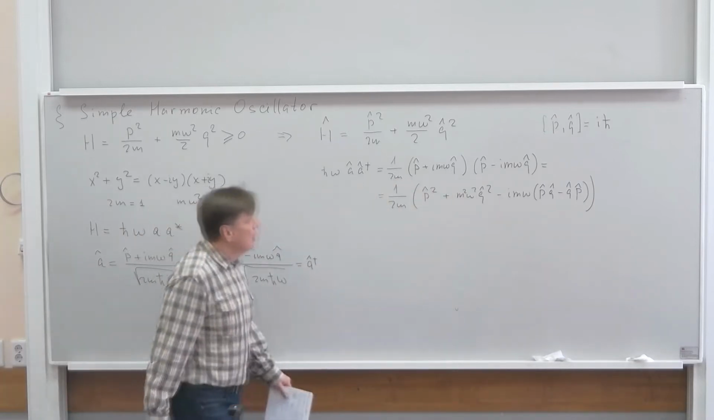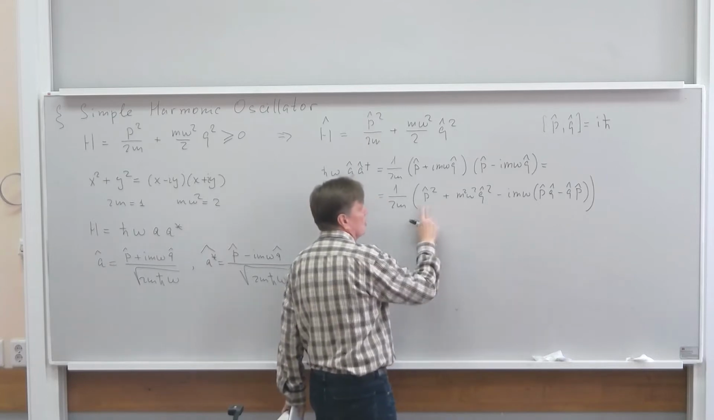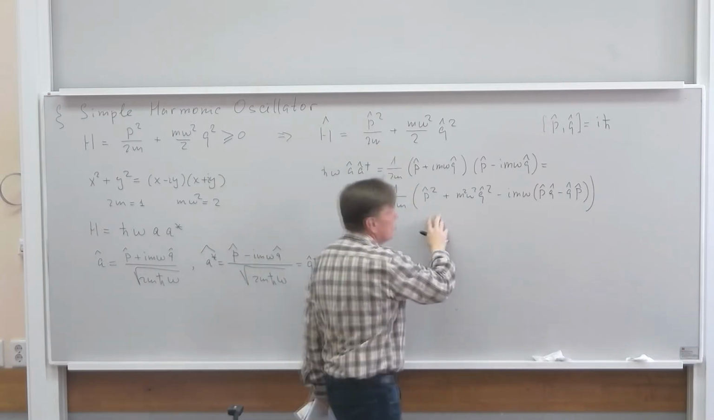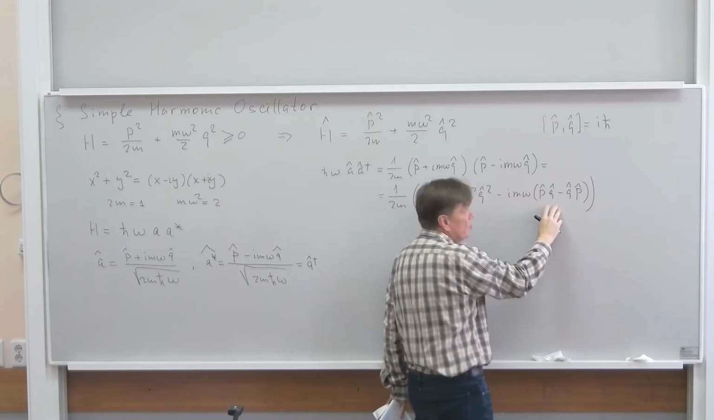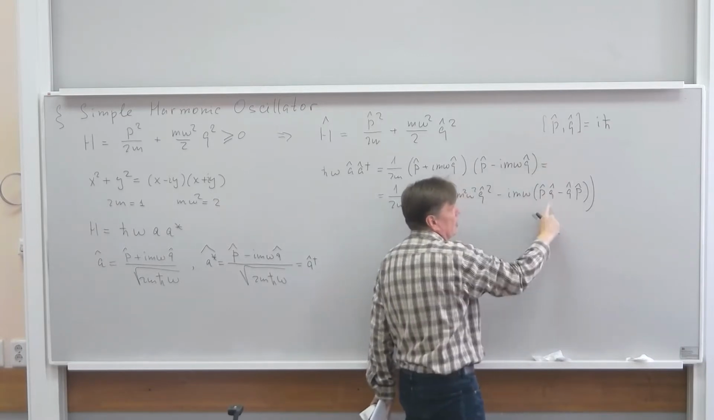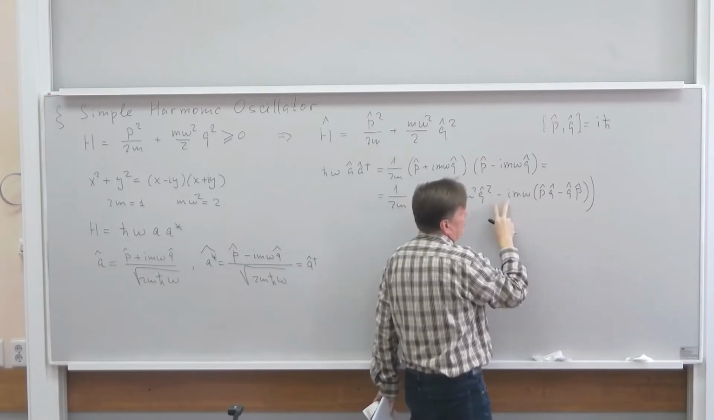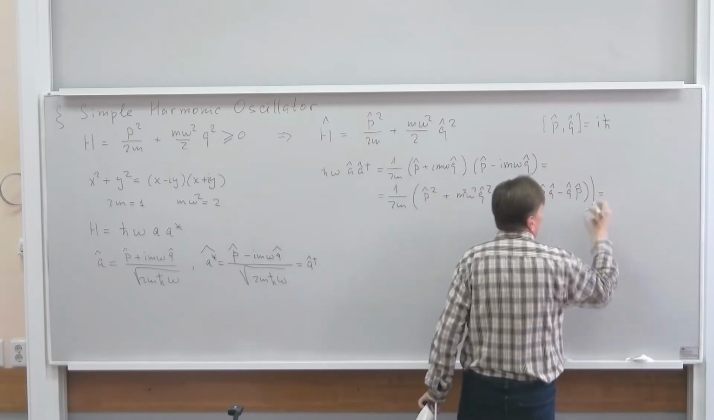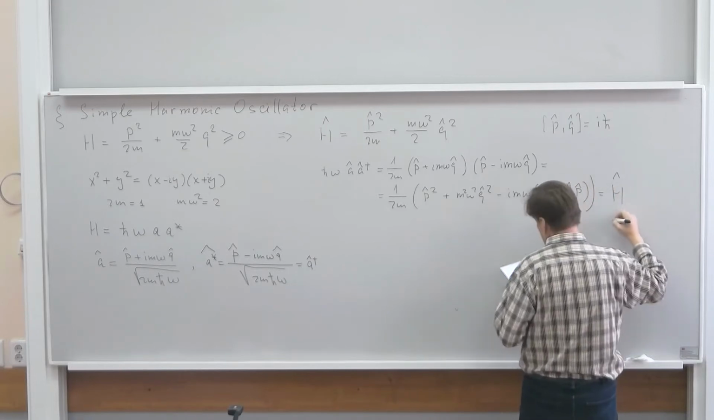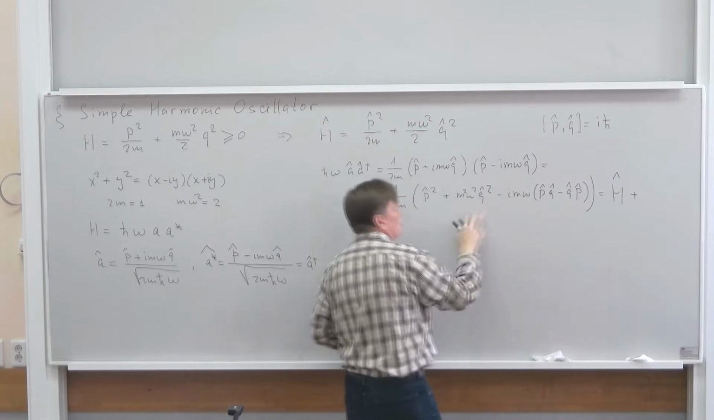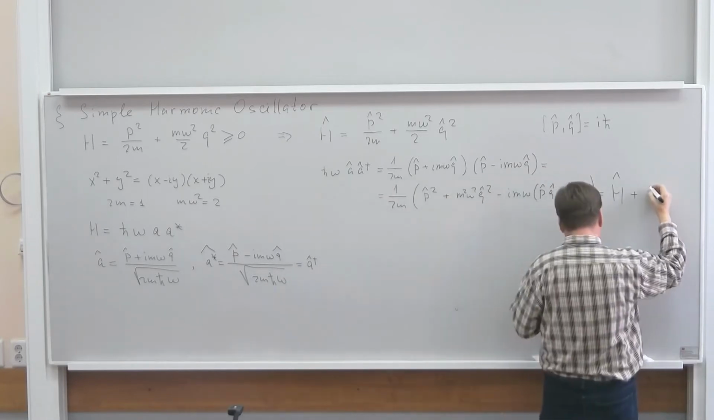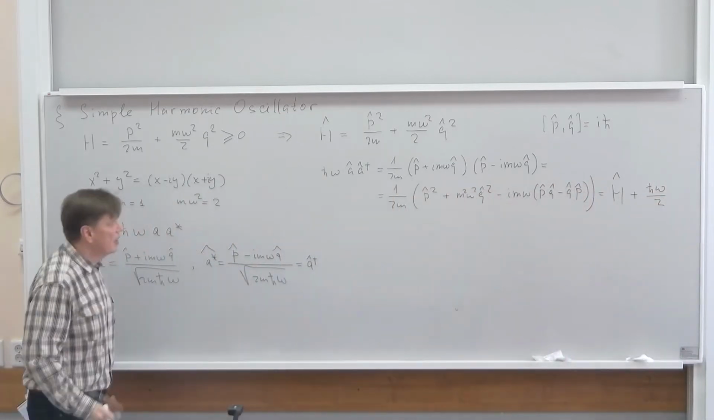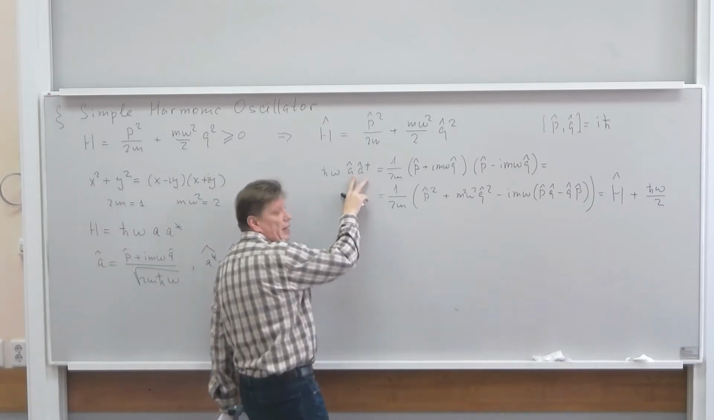Agree? And I see that the first two terms give me exactly my Hamiltonian H hat. But I also have some additional term due to non-commutativity of the operators P and Q. So this term is proportional to the canonical commutator, so it's just a numerical factor. So I can write this as the Hamiltonian H hat plus a constant term, the so-called quantum correction due to non-commutativity of P and Q, H bar omega over 2.